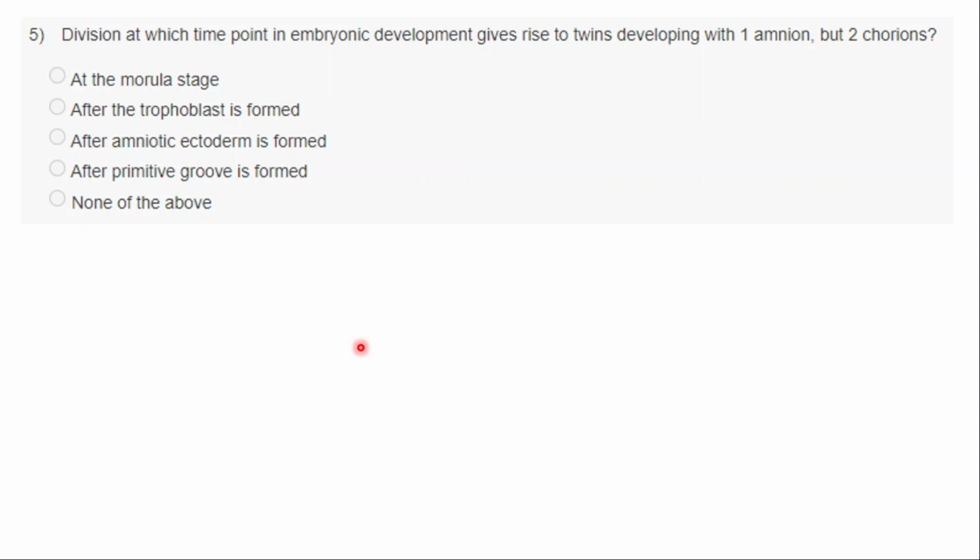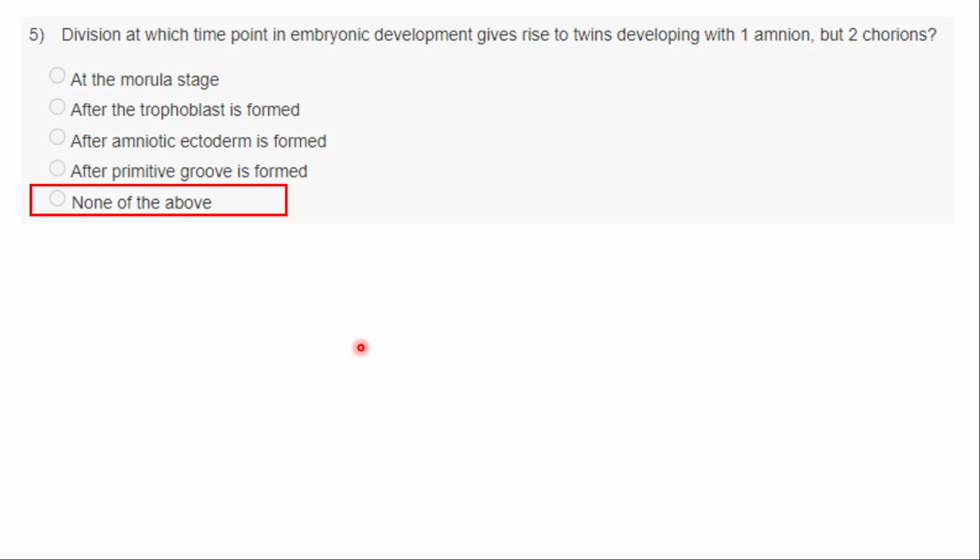Let me quickly reveal the correct answer to this question. Again, Ajay has answered very correctly. None of the above. Such an embryo is not possible, an embryo with one amnion but two chorions. So you have to understand the difference between amnion and chorion and the point of origin of these two tissues. Then we'll be able to deduce why such an embryo is not possible.